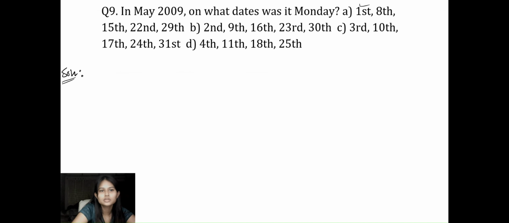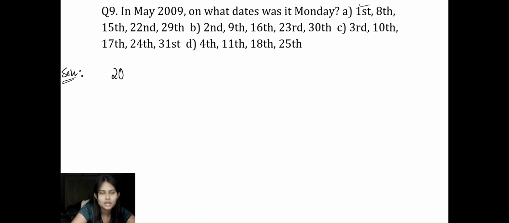Okay. So in May 2009, on what dates was it Monday? 1st, 8, 15, 22, 29th. These dates are given to me. So what is my approach? My approach is I'll just find out what day was 1st May. Then only if I get one date, I will understand from there which day.